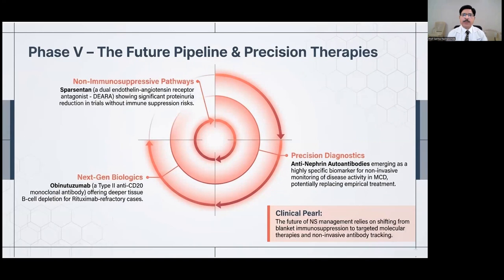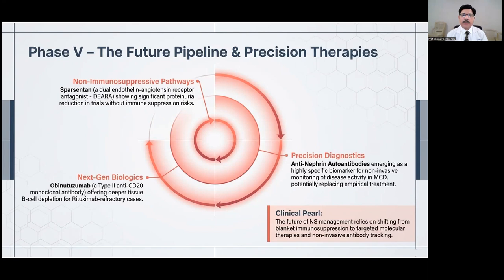Phase 5, future pipeline and precision therapies. Non-immunosuppressive pathways. Sparsentan. This sparsentan, I told you, is a dual endothelin angiotensin receptor antagonist, DEARA. Sparsentan is the new drug which has got a dual mode of action. Okay, anti-nephrin antibodies: nephrin is damaged by anti-nephrin autoantibodies. Or next generation biologicals, obinutuzumab. This is also being tried. These are the 3 newer drugs.